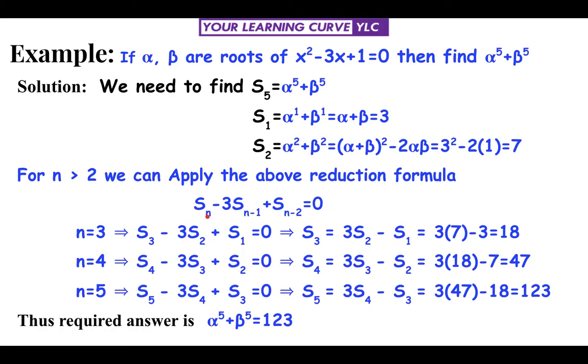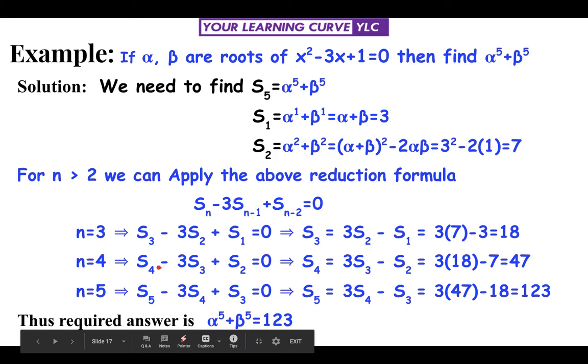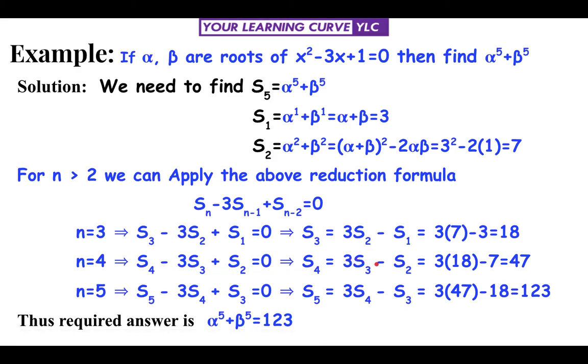In place of n we will put 4: S4 minus 3S3 plus S2 is equal to 0, or S4 is equal to 3S3 minus S2. Once you write down 2-3 steps, you will be getting a hang of this equation. So S4 is equal to 3S3 minus S2. S3 we have already calculated in the previous step, 18. Put it over here, and S2 is 7. 3 times 18 minus 7, which is equal to 47.